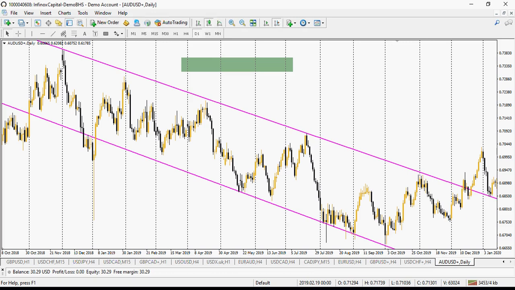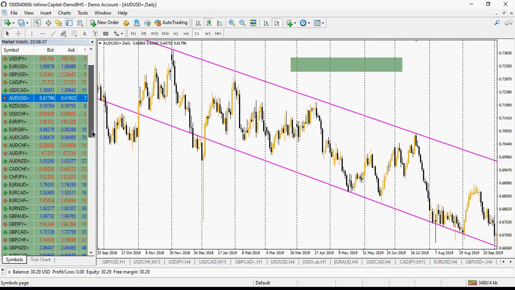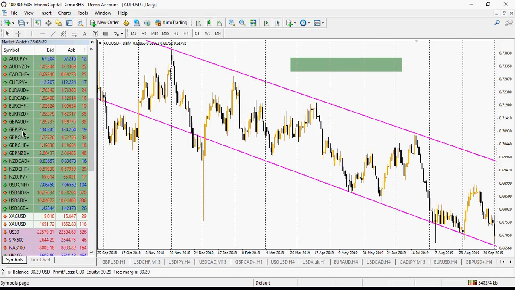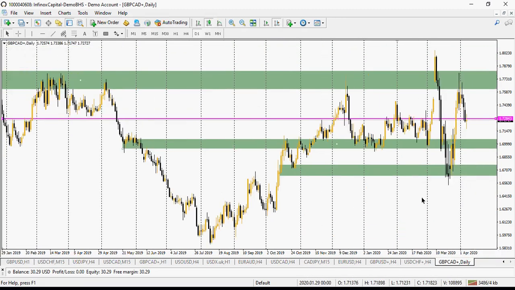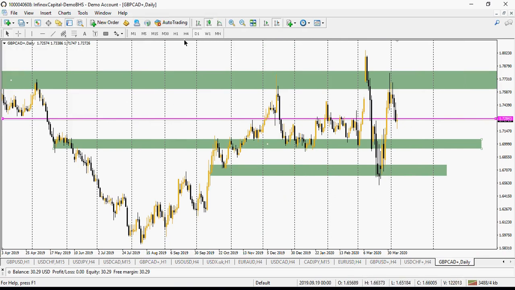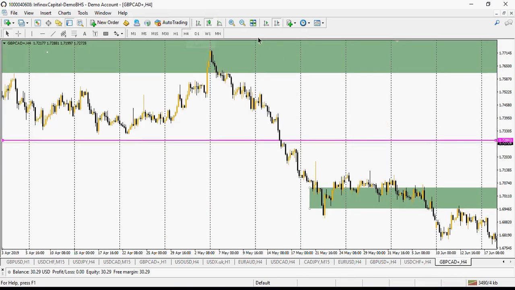Channels in the market, for example, the GBP pair that I said I'm trading. Most of the time, whenever I come to the market, I look for different patterns. Can I see support and resistance? Can I see channels in the market?